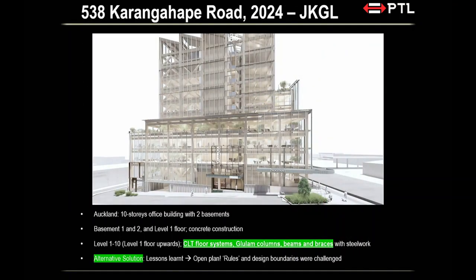All right, so this is a project that we're fortunate enough to be involved in. So we're the fire engineer for the K Road project. You might have heard this particular project in the news for a bit. So it is a 10-storey office building with 2 levels of concrete basement. The floor above, you know, CLT floor, glulam column, beams, braces with some steel work. This is absolutely an alternative solution. There's no way you can just go read a table and call it a day, right?